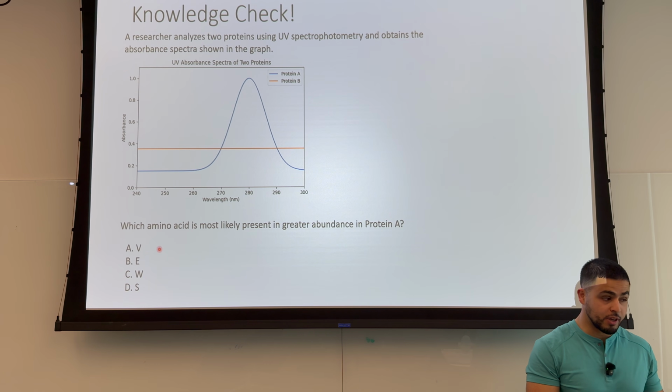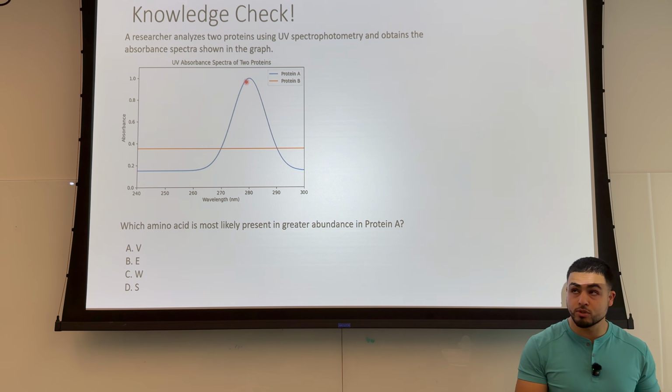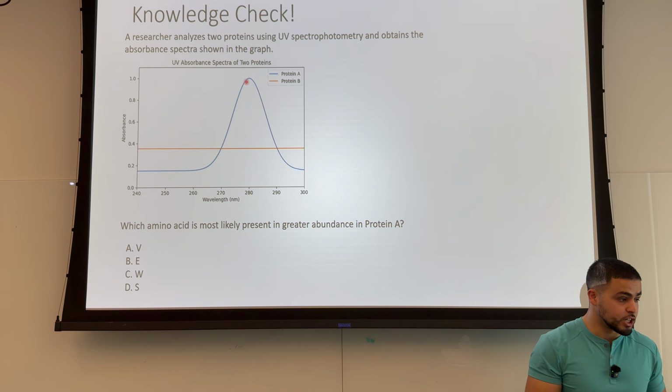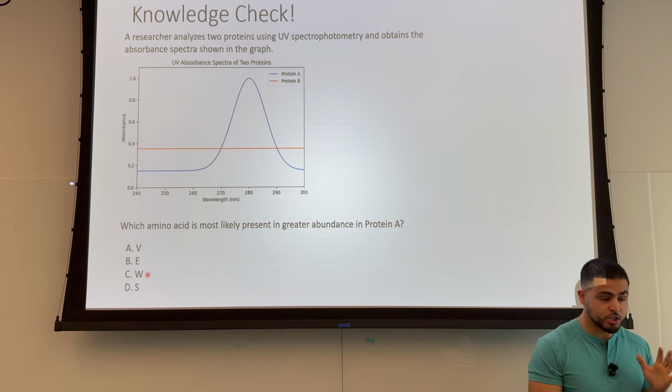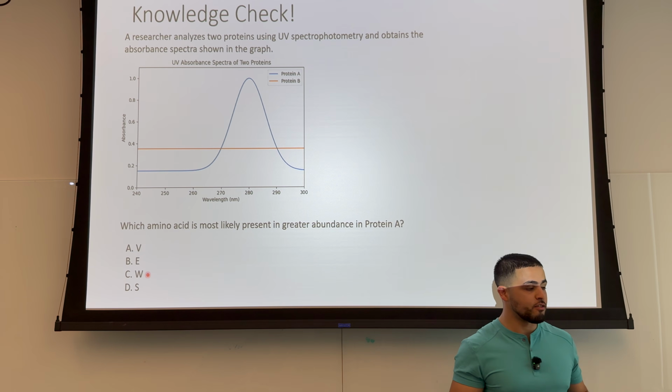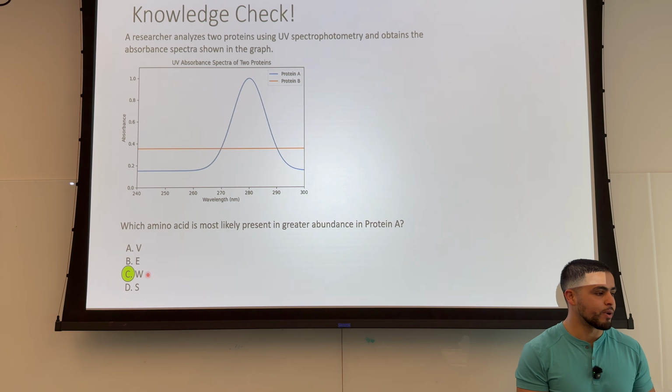Is it V? Well, V is valine. It doesn't contain an aromatic side chain because recall that 280 nanometer peak is going to be associated with aromatic side chains. So V is not the answer. E is glutamic acid, which also doesn't contain that aromatic side chain. W is tryptophan, which contains the aromatic side chain, and therefore W is the correct answer.